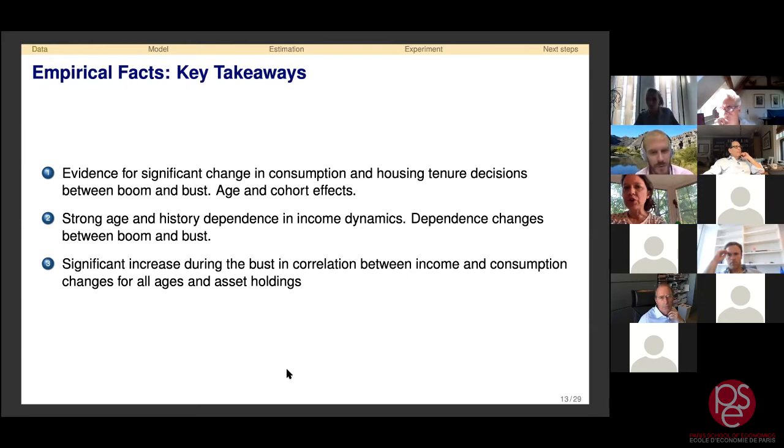Actually, I have a clarification question. On home ownership, do you actually have data on whether people own one house or more than one house? Because I thought that in the US it's kind of important to understand the boom and the bust.